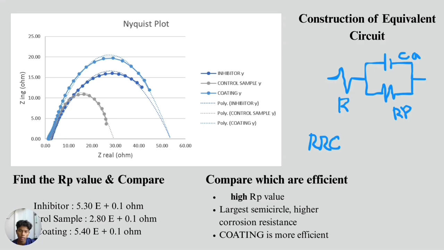So to construct the equivalent circuit, we can look for the graph shape, which is all of them have a semicircle shape. So because of the semicircle shape, it only has one common circuit, which is this drawing showing that the circuit has two resistances and one capacitor. This is called RRC circuit.